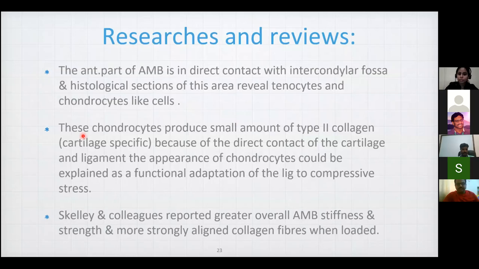These chondrocytes produce a small amount of type 2 collagen, cartilage specific, because of the direct contact between cartilage and ligament. The appearance of chondrocytes could be explained as a functional adaptation of the ligament to compressive stresses. Skelly and colleagues reported greater overall AMB stiffness and strength and more strongly aligned collagen fibers when loaded. So it is very important to load the ACL for the good health of the ACL.